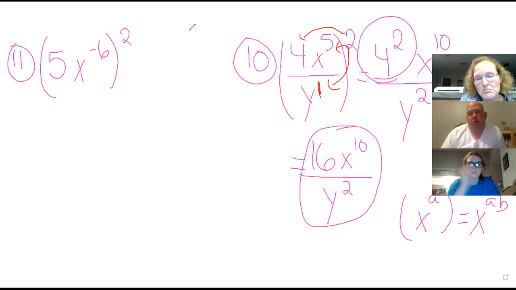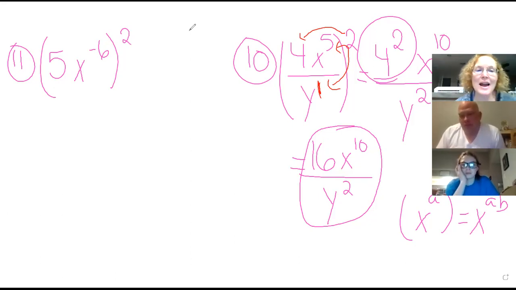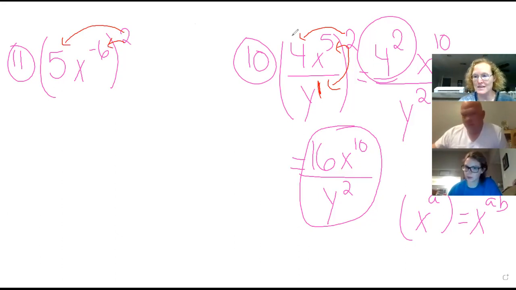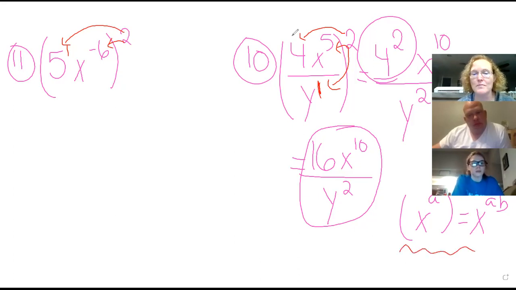Just pick one. The outside 2. The outside 2. Okay. If we're going to deal with that outside 2, remember, it's on the outside. And what that means is that it's going to have to go with both pieces. Everything. Not just the negative 6 there. It's going to have to go with the 5 also. And remember, if you want to remind yourself, anything that doesn't have an exponent has an understood 1. And so this is going to be this rule down here where we're going to be multiplying.